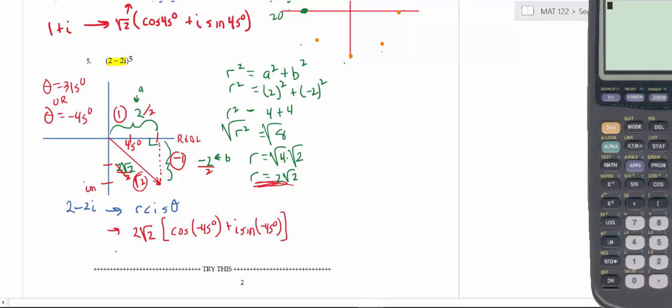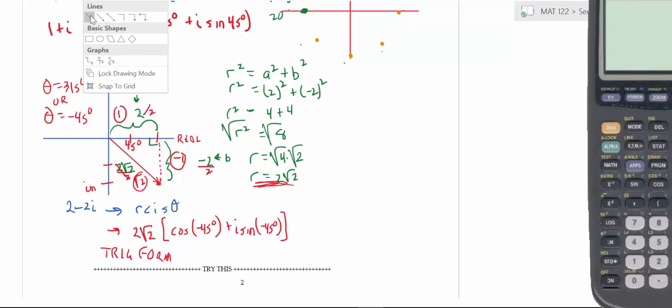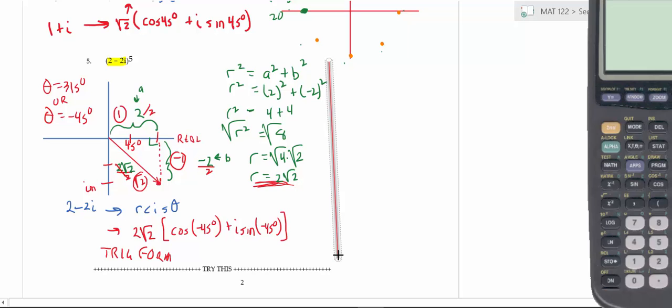Okay, so this is the trig form of your complex number. So you have to start by converting 2 minus 2i to that form, okay? Now we're ready to apply de Moivre's theorem. So to begin with, we're going to take this complex number, 2 root 2 times cosine of -45 degrees plus i times the sine of -45 degrees, and I'm going to raise the whole thing to the 5th power, okay?